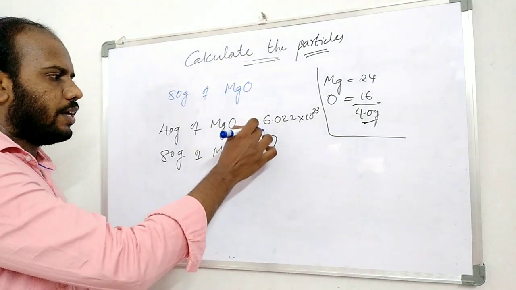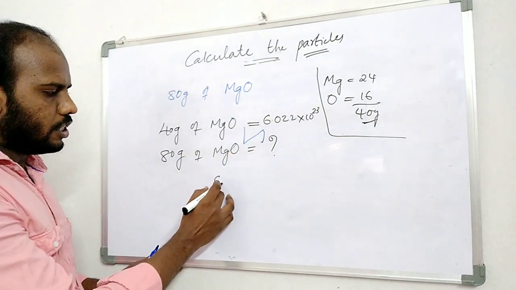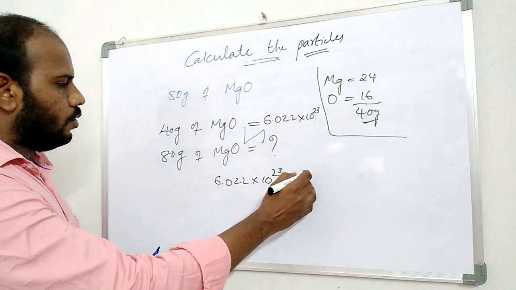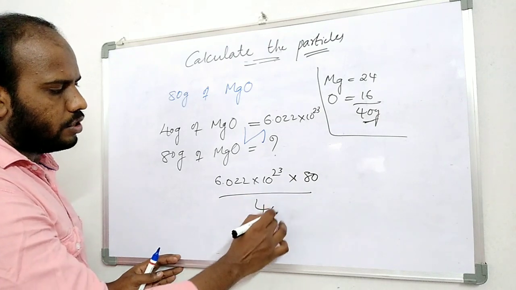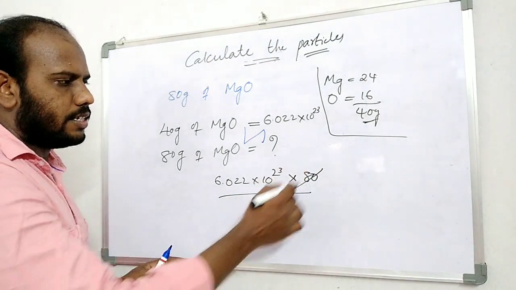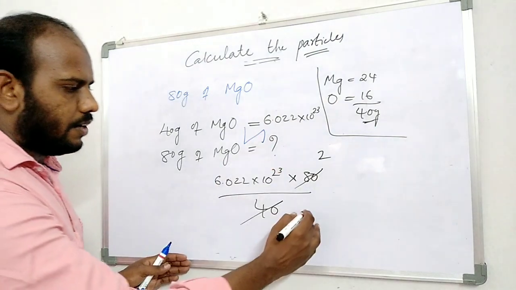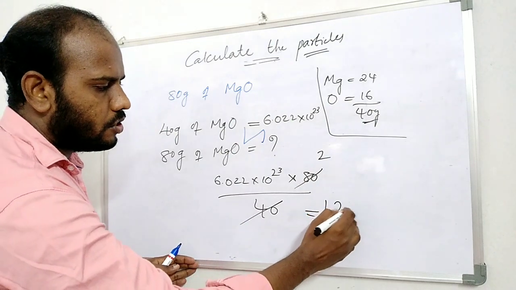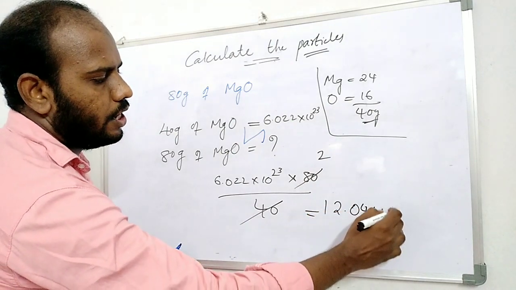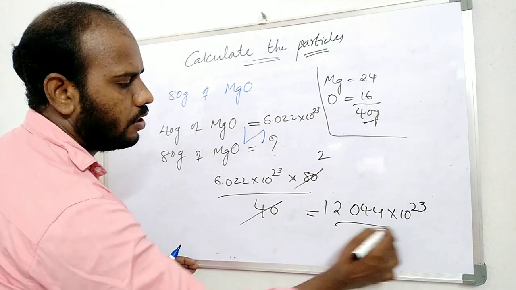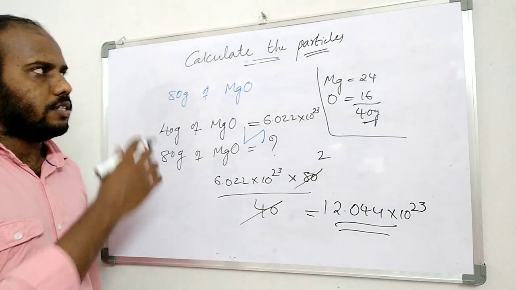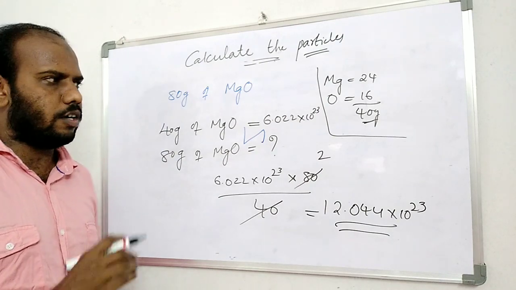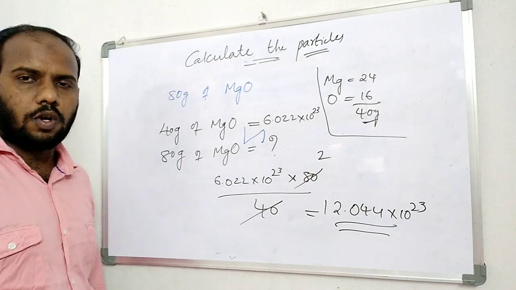How much is asked? We can write the same process, very simple. So 6.022 into 10 to the power of 23 into 80 by 40. Yes, we can cancel the 40 and 80, 2 times, and we will get 6.022 into 10 to the power of 23 into 2. So the answer will be 12.044 into 10 to the power of 23. Okay children, so it is very easy to do. So we completed how to calculate the particles also. Got it, children? Yes.